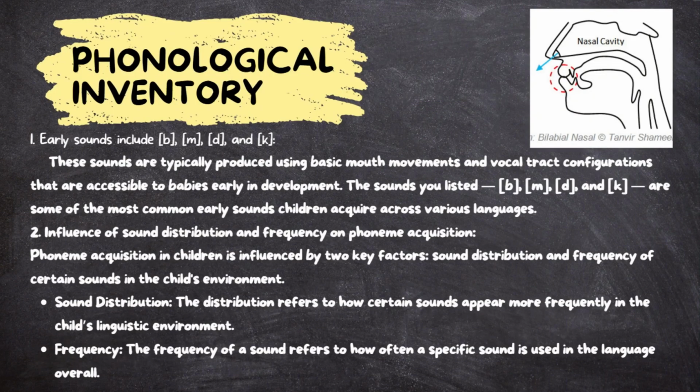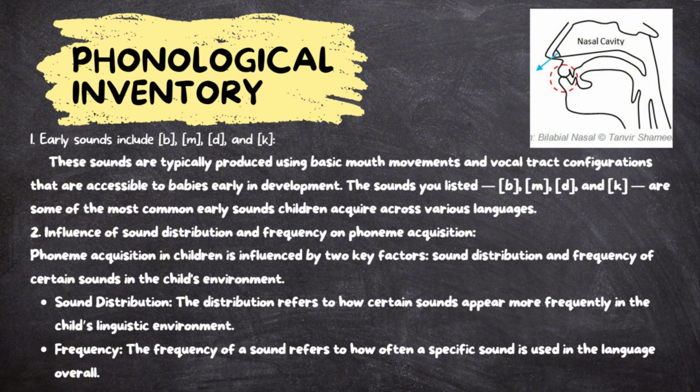Next is the phonological inventory. A phonological inventory refers to the complete set of distinct sounds, or phonemes, used in a particular language or dialect. This inventory includes both consonants and vowels, and it may also account for features like tone, stress, and intonation patterns. Phonological inventories are really important for understanding the sound system of a language and how sounds are used in speech.